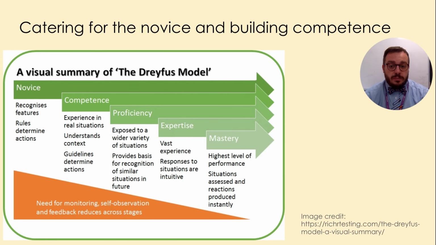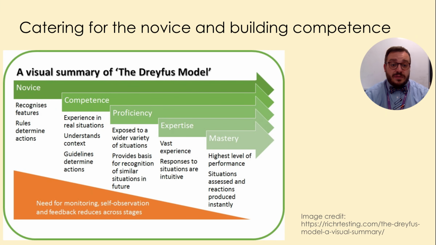As students become competent, those rules change into guidelines. Through experience and practice, they can begin to experiment a bit. They have the contextual knowledge that allows them to build and improve their own work. And as they move through to proficient, they've had an even wider range of experiences and situations that have built gradually and systematically, and they have a real basis for recognition.